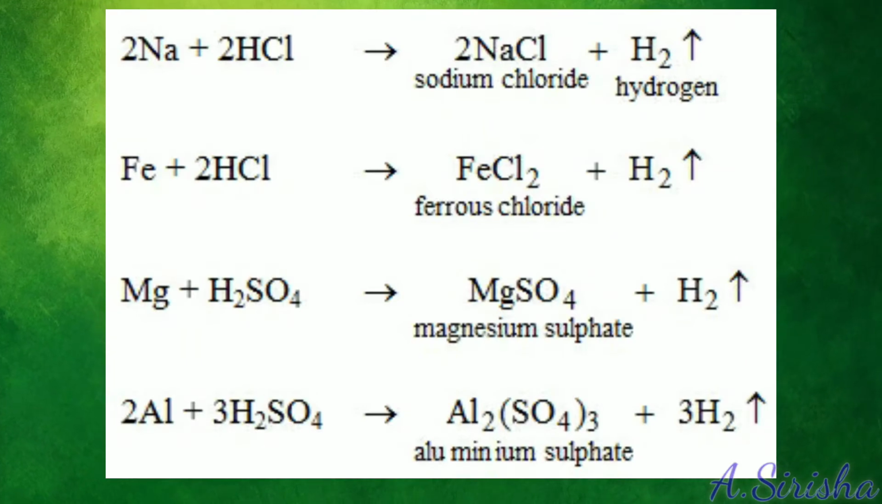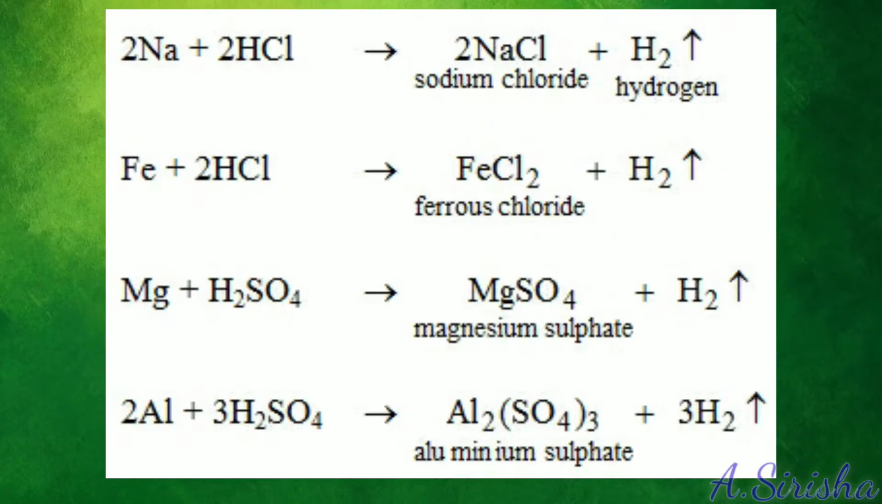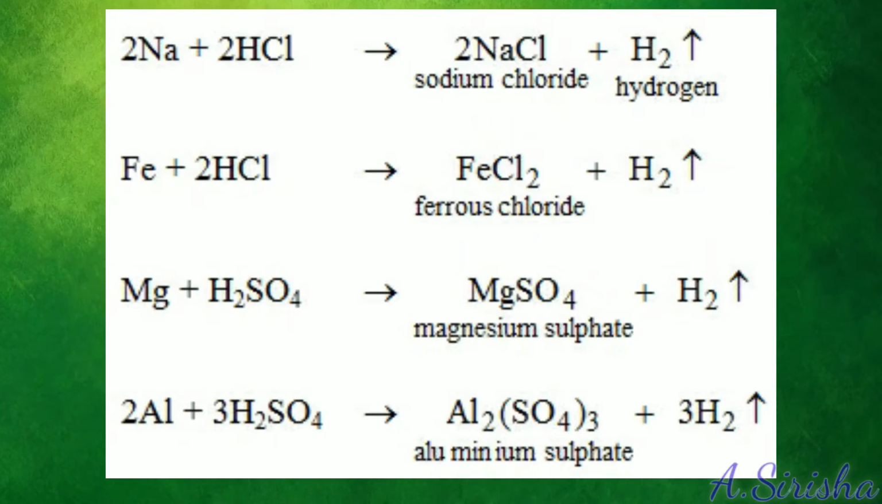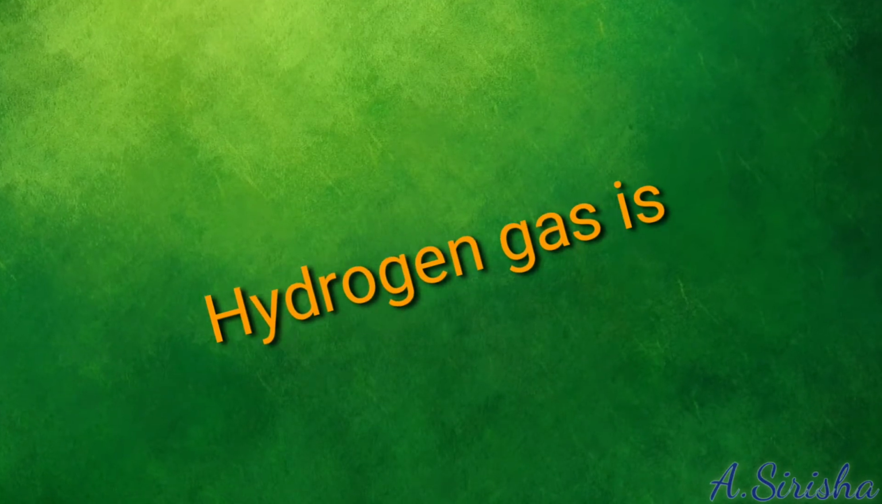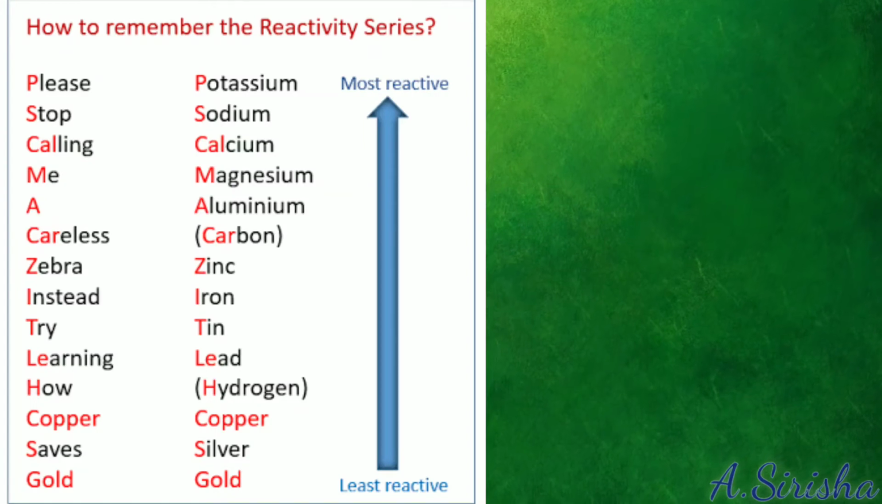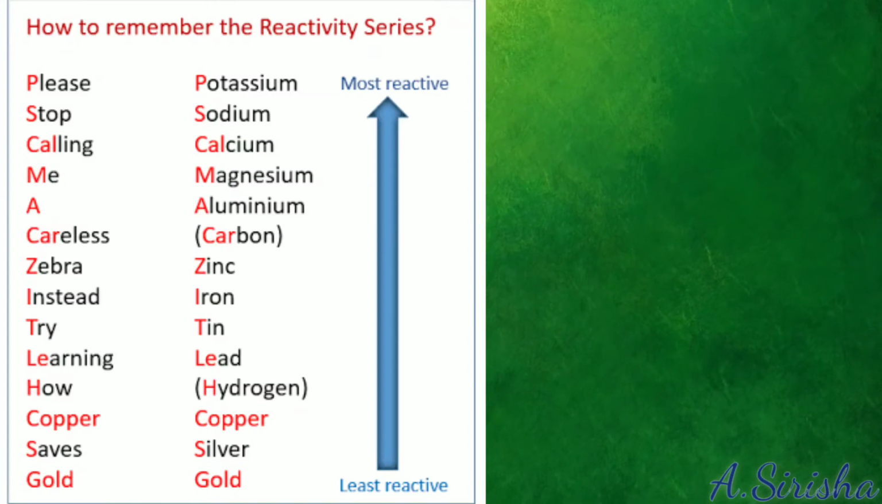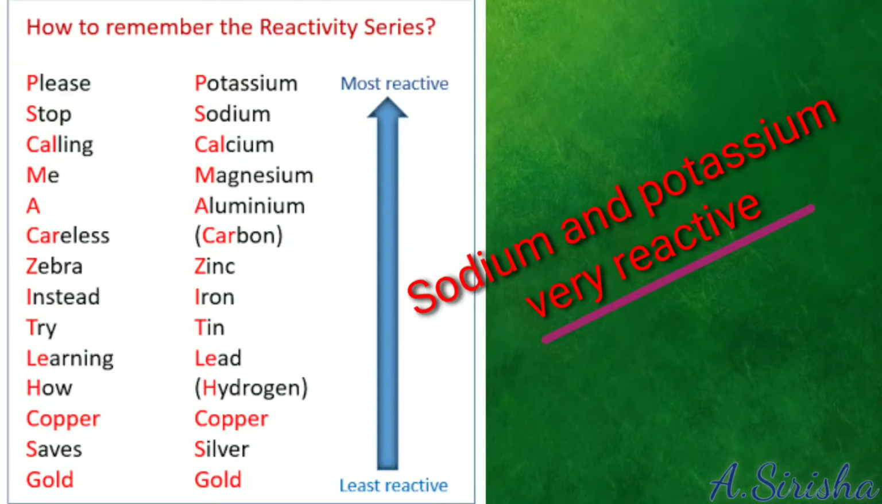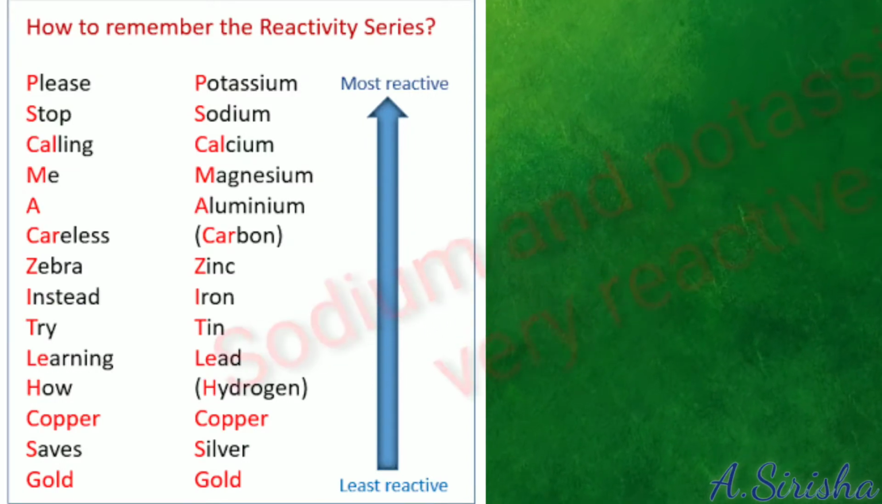If we observe the equations here clearly, different metals are taken and two acids are taken. If you observe, all of them released hydrogen gas. Easily we can remember the reactivity series by one single sentence. Please stop calling me a careless zebra, instead try learning how copper saves gold.